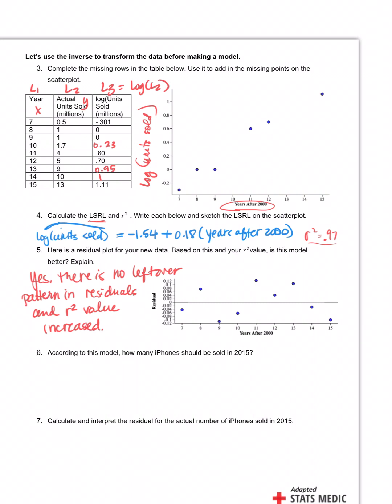So we're going to put it in this logarithm equation. We're going to say the log of units sold equals negative 1.54 plus 0.18. What am I putting in for the year after 2015? Or 2000. I would put in 15. I said it wrong. Put in 15 here. I get 1.16. Is that my answer? Because really this is the log of the units sold is 1.16.